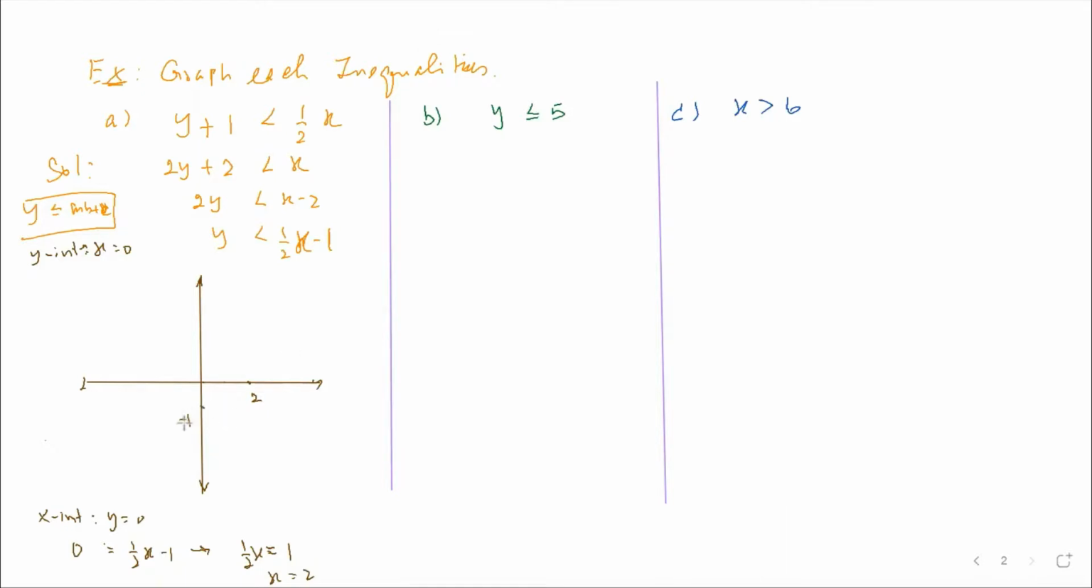Like this one. But then don't forget this one doesn't have an equal sign, right? So this one should be a broken line. The linear should be a broken line because underneath here it doesn't have the equal sign. The question is only less than, no equal sign.